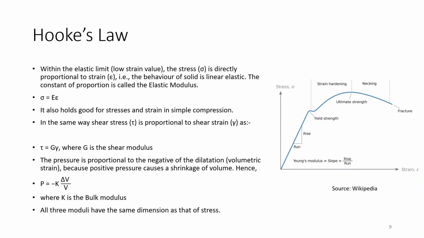And in the case of pressure, it is proportional to the negative of the dilation, the volumetric strain, because positive pressure causes a shrinkage of volume. Hence, P equals minus K times delta V upon V. Here K is the bulk modulus. All these elastic, shear and bulk moduli have the same dimension as that of stress, pascals.